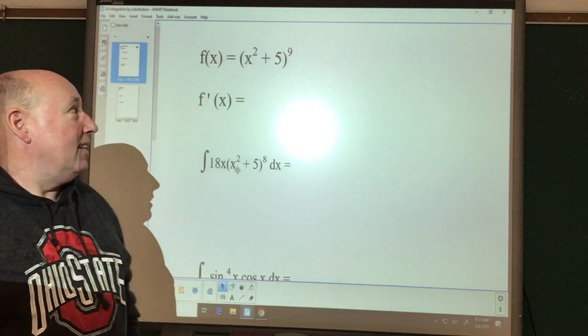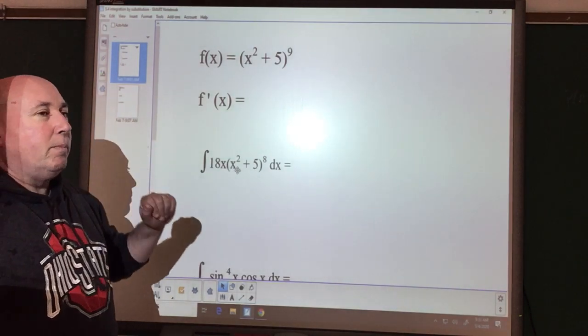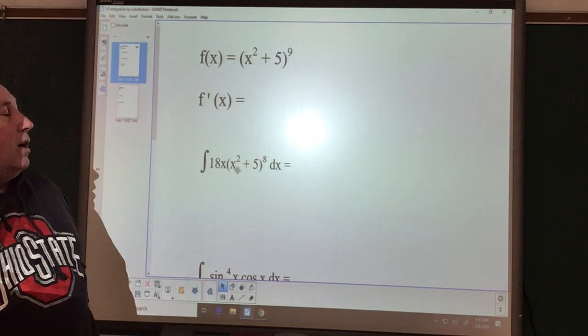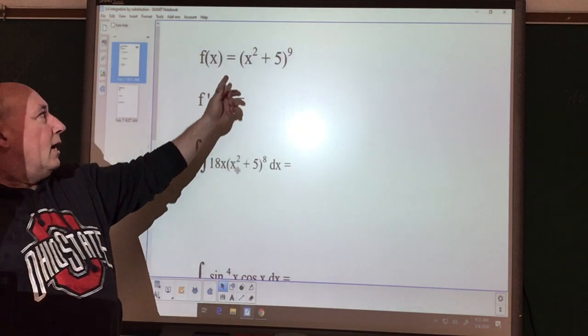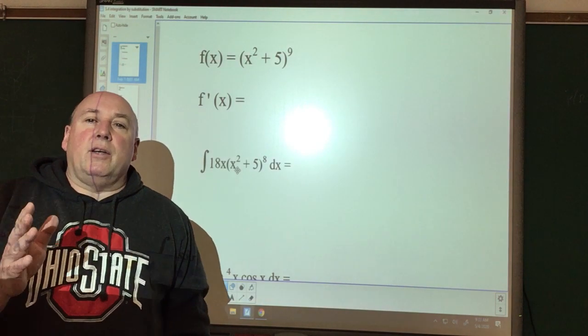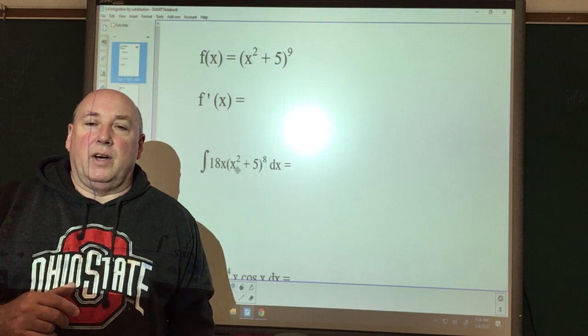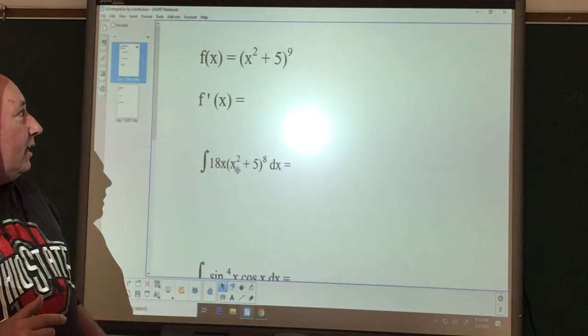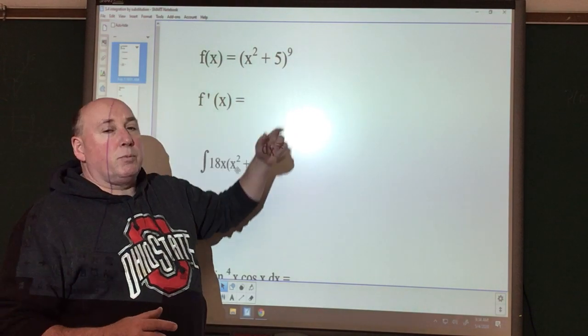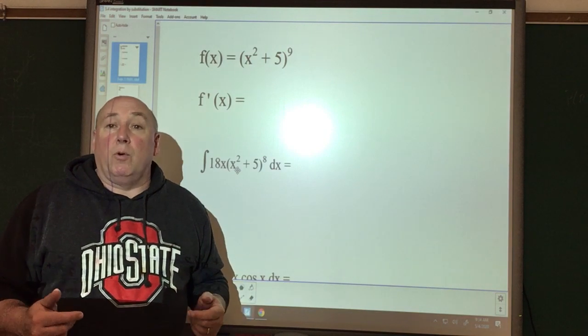Today we're going to talk about integration by substitution. If we take a look at this function right here, f of x equals (x squared plus 5) to the 9th power, and we want to calculate the derivative of this function, we have to remember that we have to apply what we call the chain rule.